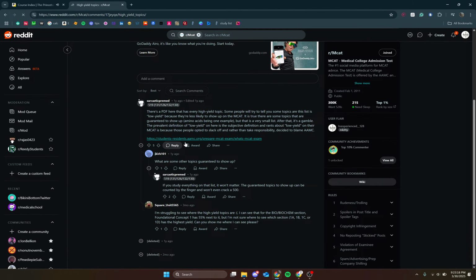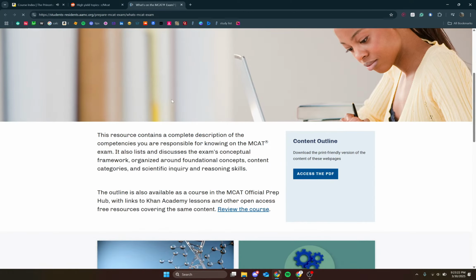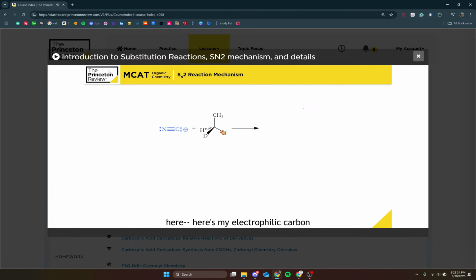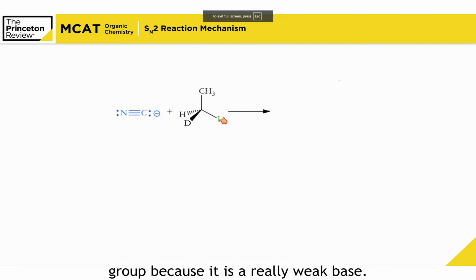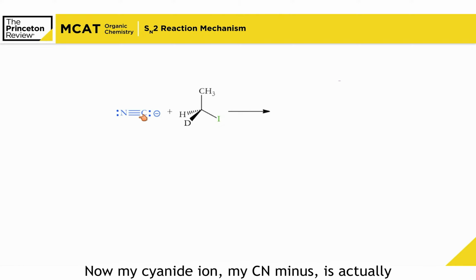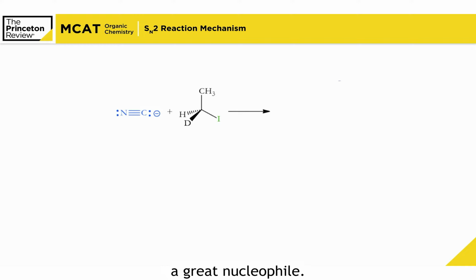Now let's look at some details of the SN2 mechanism. So we're starting off with a substrate that, if you take a look at my electrophile here, has an electronegative iodide. And iodide happens to be a pretty good leaving group because it is a really weak base. Now my cyanide ion, my CN-, is actually a great nucleophile. And so the combination of these two things means that this reaction happens pretty easily.